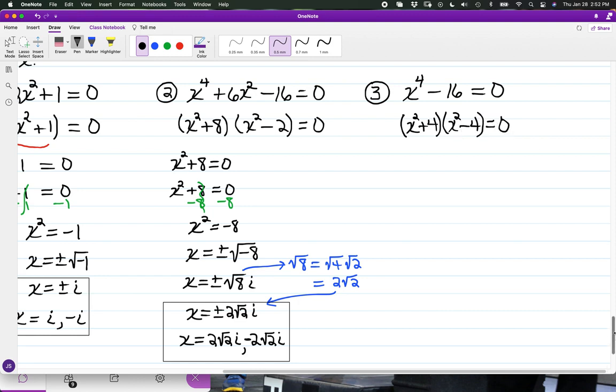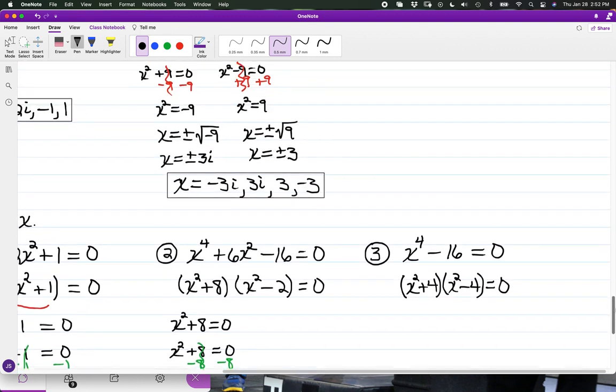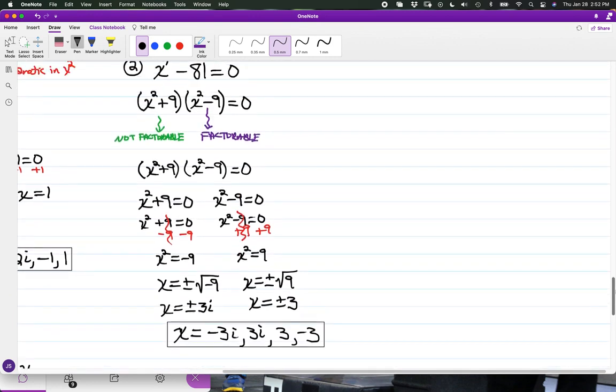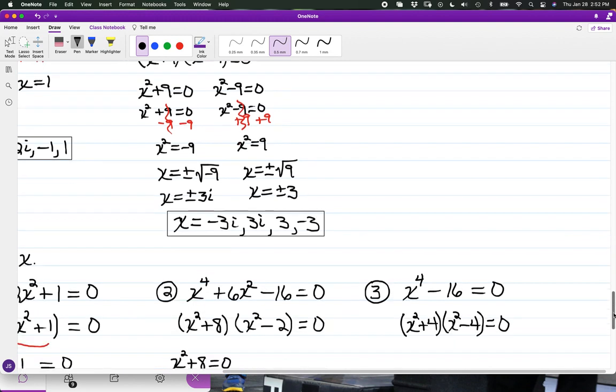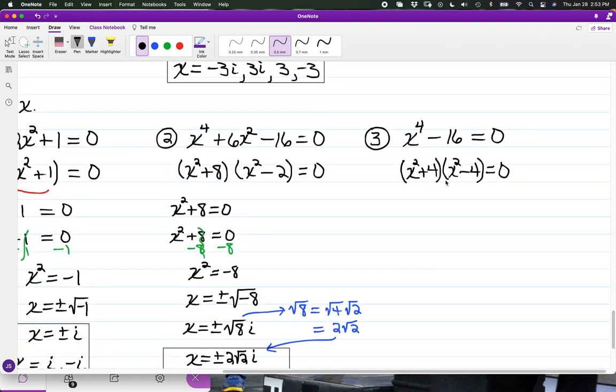Now, from the example before, when I had x squared plus 9 and x squared minus 9, I said x squared plus 9 was not factorable. X squared minus 9 was factorable, but I decided to go ahead and work with the square root property of equality for both. But for what I'm going to do here, now x squared plus 4, that expression cannot be factored into real integer coefficients. But for x squared minus 4, I think I'll go ahead and factor this one. So you have x plus 2 and x minus 2.